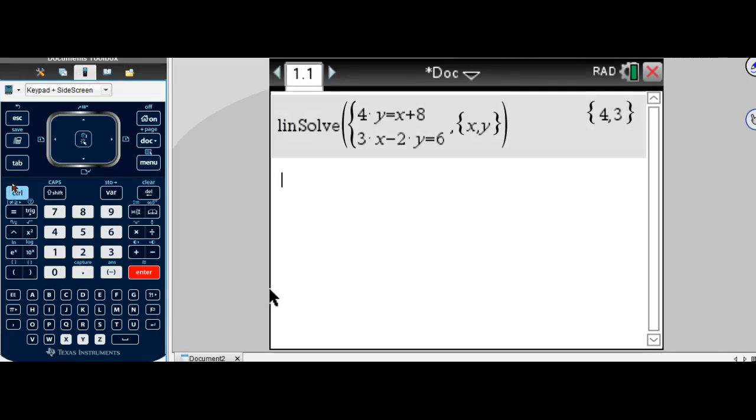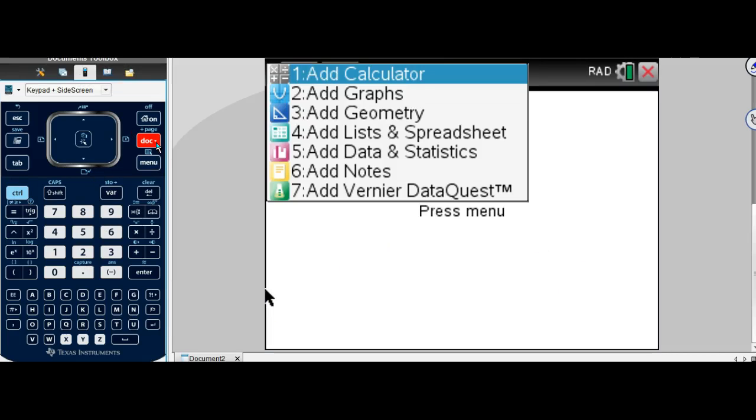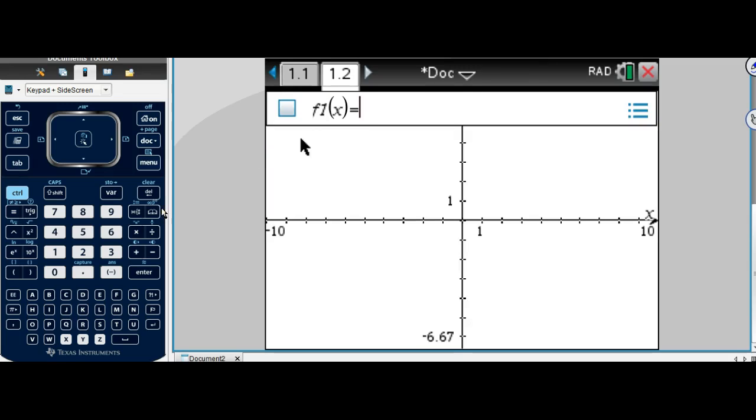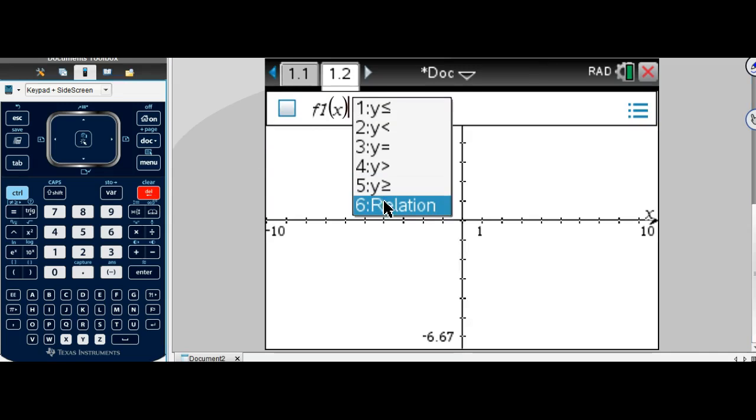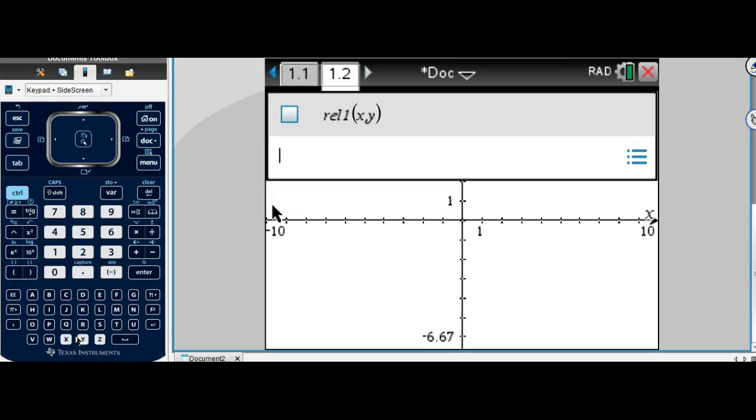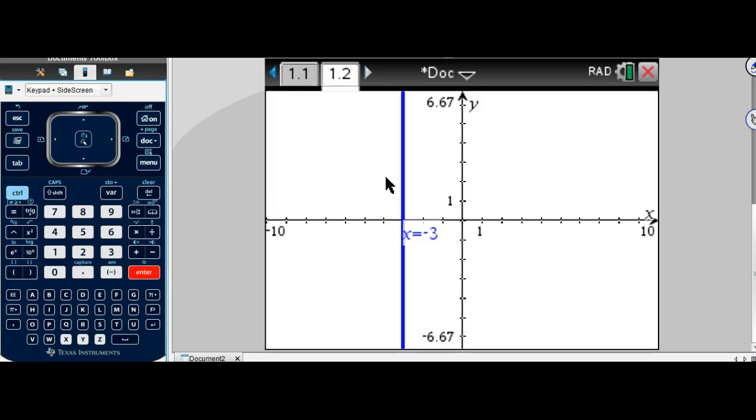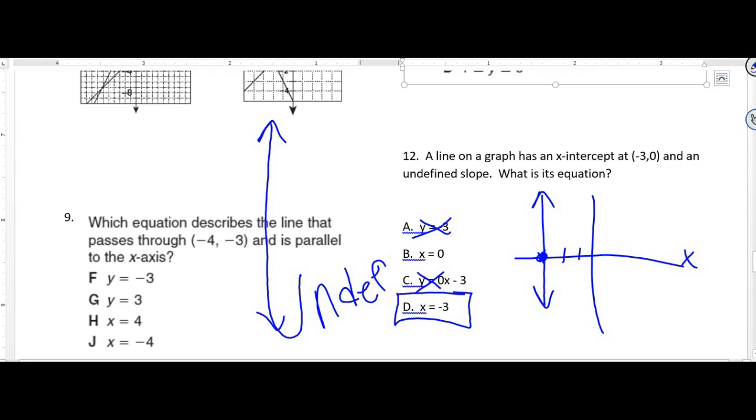Come back here. Add a new page, a graph. Delete my equal sign. Go to a relation. X equals -3. And that is exactly what I was hoping to see. Vertical line to the left 3 units. It is answer choice D.